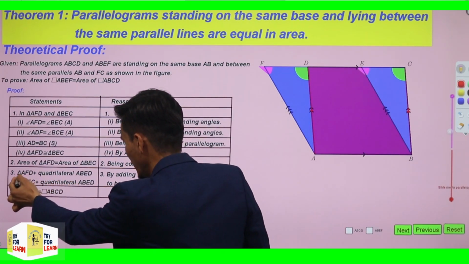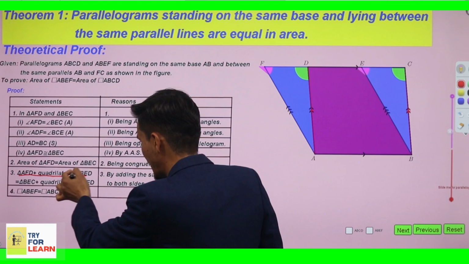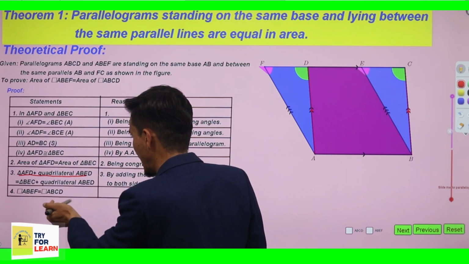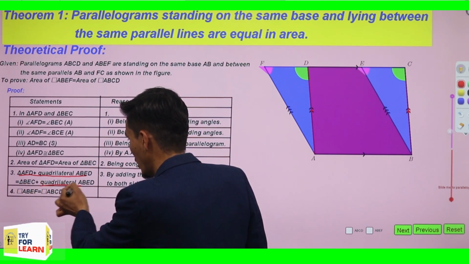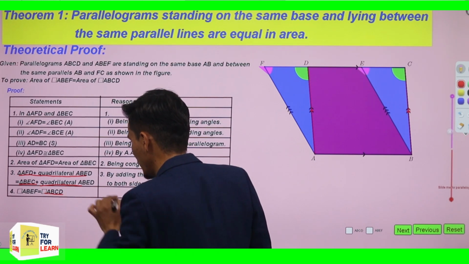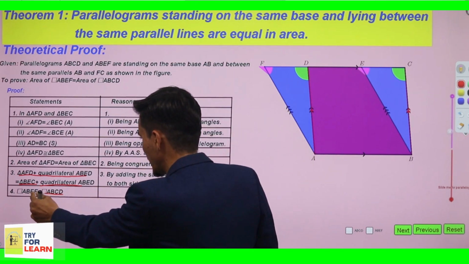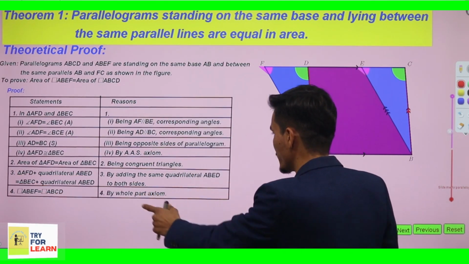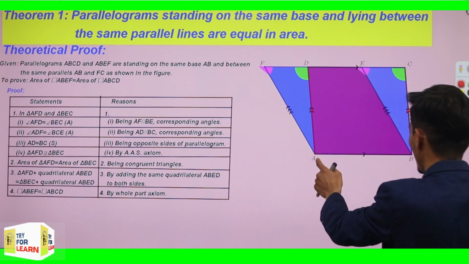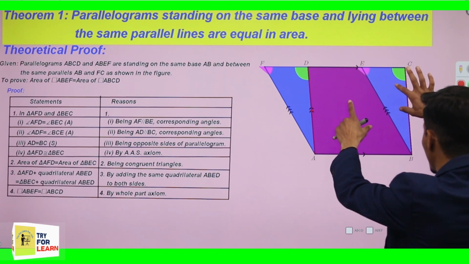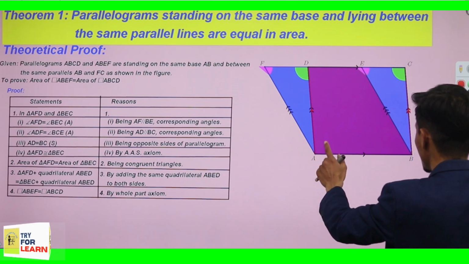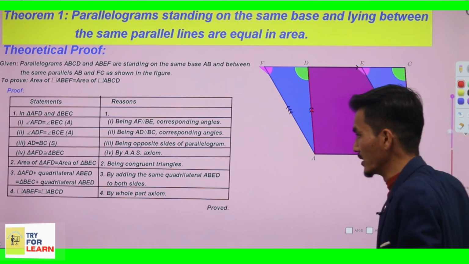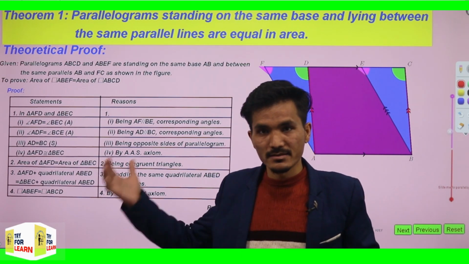From statement 3, if we add the triangle and quadrilateral, we get this parallelogram ABEF, and if we add the same quadrilateral to this other triangle, we get this other parallelogram ABCD. So parallelogram ABEF is equal to parallelogram ABCD. By the whole-part axiom, the triangle and quadrilateral are the parts of the whole parallelogram ABEF, and the other triangle and this quadrilateral are the parts of the whole parallelogram ABCD. So by the whole-part axiom, these parallelograms are equal, hence proved. This is the proof of this theorem.